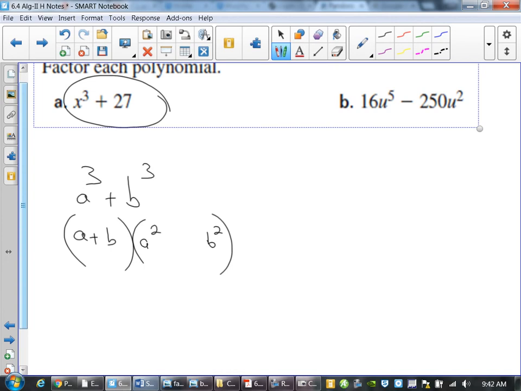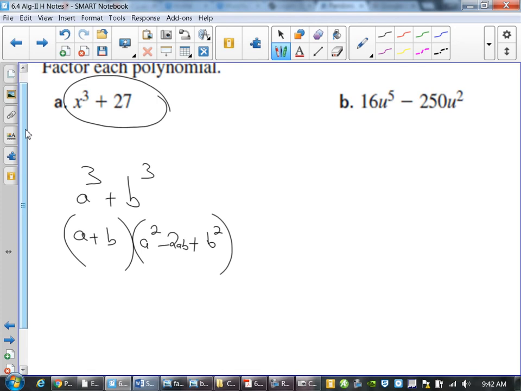Since it's a plus sign first, we go plus, minus, plus, but in the middle here we do a 2ab. And this will work every time. So it's a squared minus 2ab plus b squared.